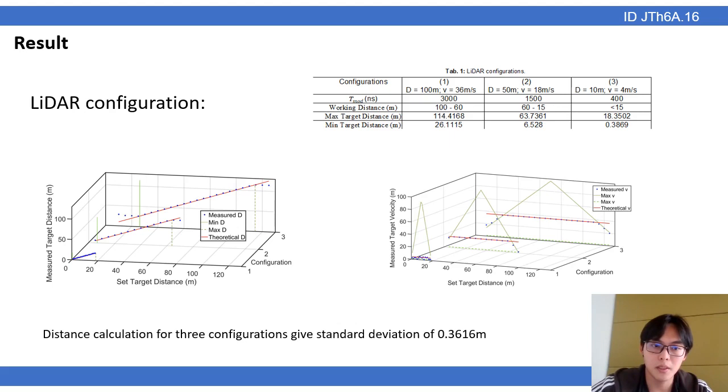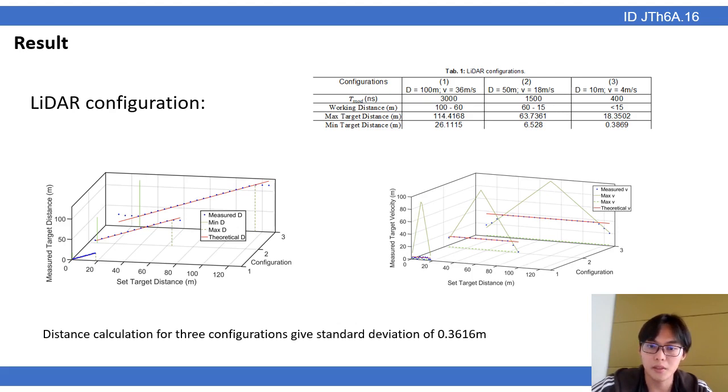The two pictures here display the simulation results. The blue dot is the measured distance. The green line displays the minimum working distance for each configuration, and the dashed green line illustrates the maximum working distance for each configuration. The red line indicates the theoretical or the set target distance, and we can see here for the distance measurements, all the blue dots match very well with the theoretical distance, except when the distance goes beyond the working distance limits.